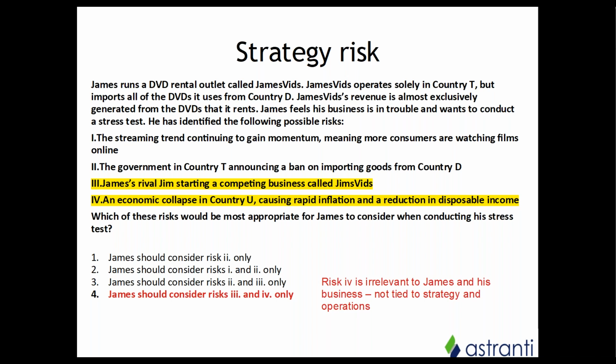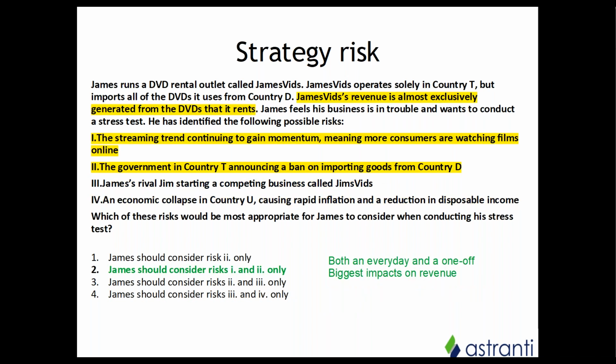So again, we can rule that out, meaning that the most appropriate option is to consider the risks 1 and 2. So country T announcing a ban on importing goods from country D, which of course is a huge issue because he gets all his DVDs from country D, and also the online streaming trend, which is a continual day-to-day, everyday operational risk that is affecting his business. So that would be the most appropriate one.